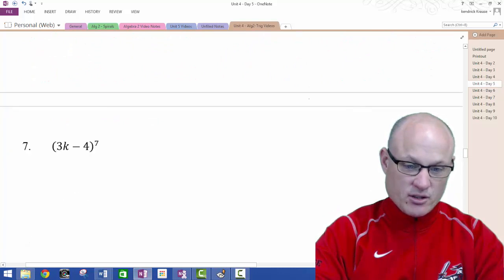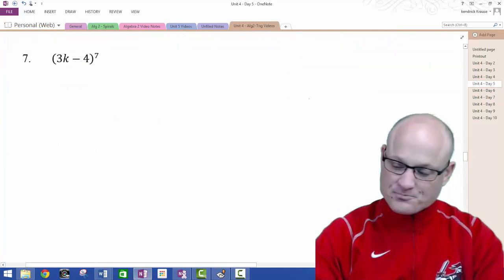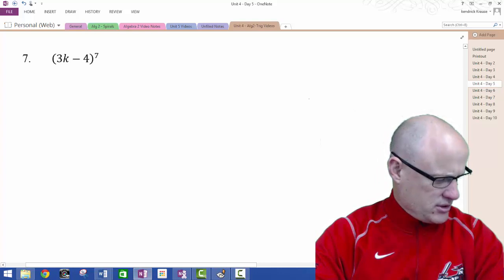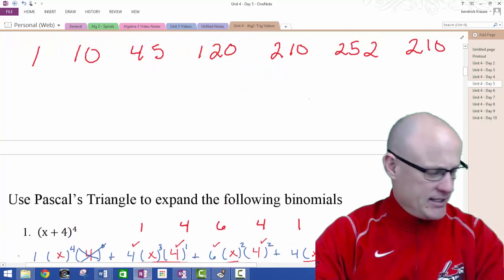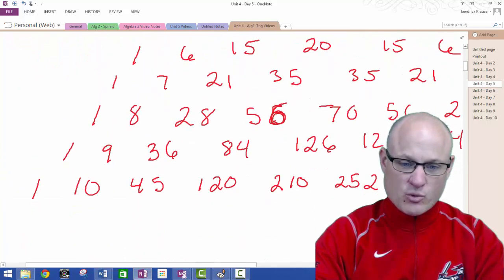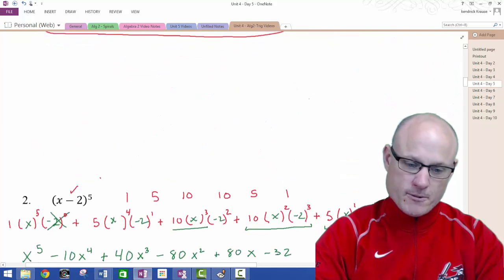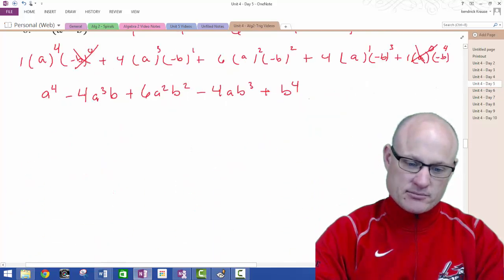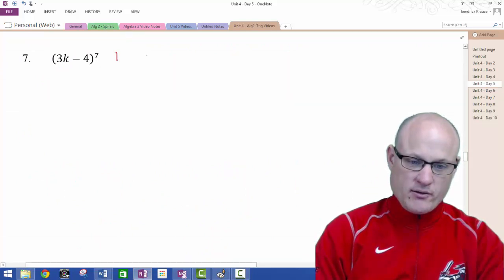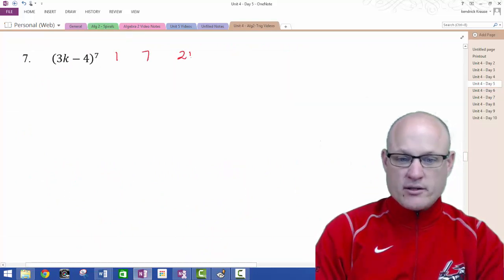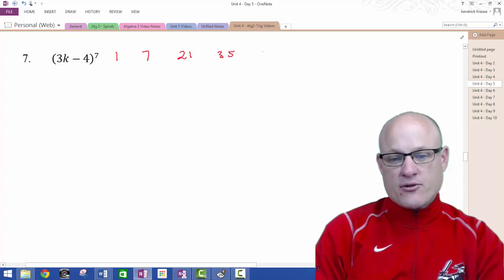This next one is ugly. So, next. Then we get to some fractional ones. Let's go back up here. So I need, this is the 7th, right? So I need the 7th row. 1, 7, 21, 35, 35, 21, 7, 1. So go back down. I need 1, 7, 21, 35, 35, 21, 7, 1. 8 terms.